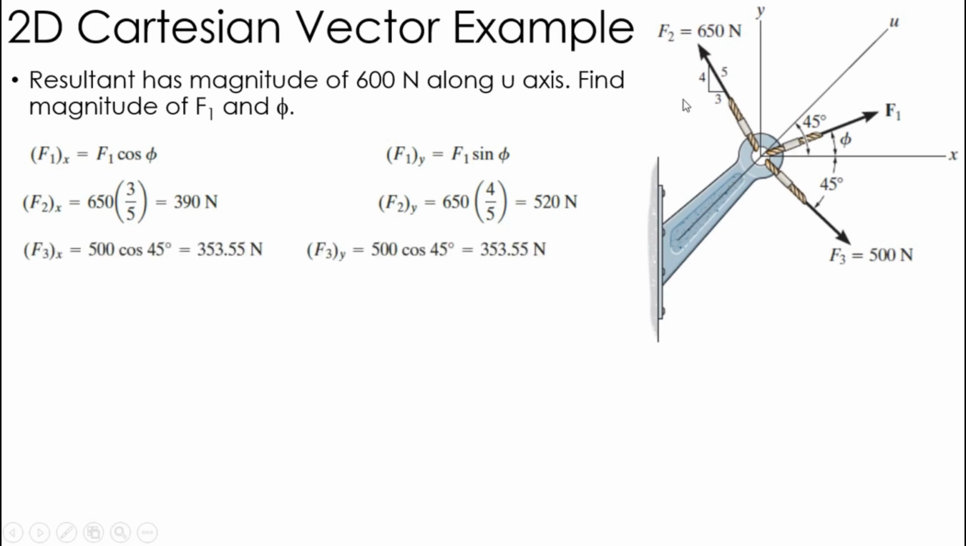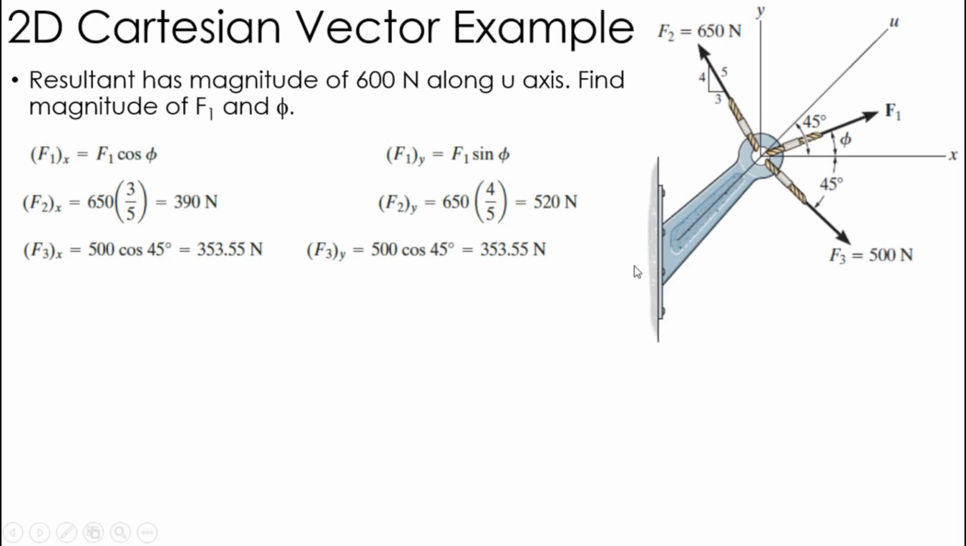Moving on to F3, that's the 500 newtons. That's going to be sine and cosine of 45. Now, of course, sine and cosine of 45 are equal, so it's just 500 cosine 45, or 500 sine 45. It would be the same thing. And that would be in the positive x direction and the negative y direction.